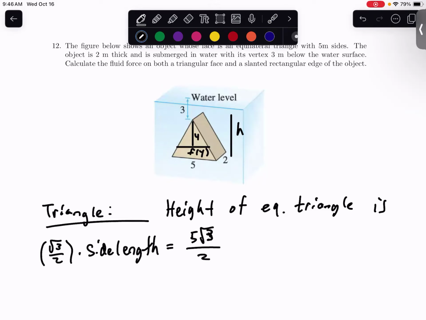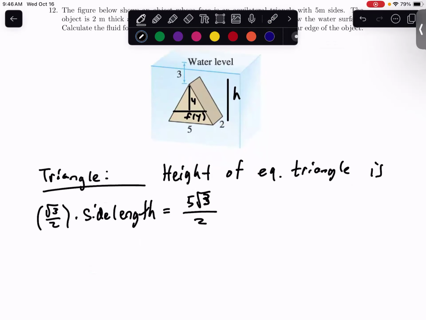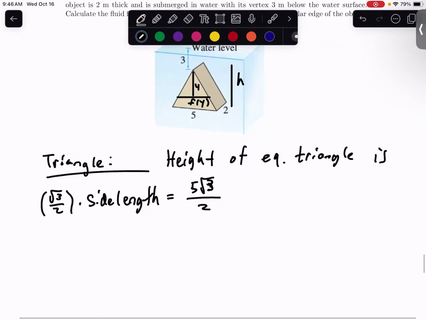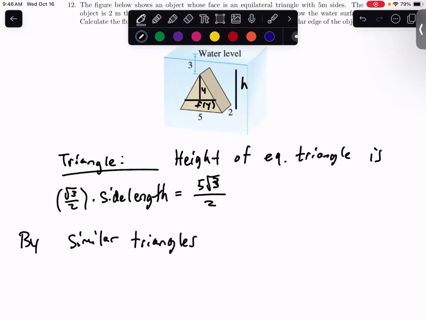I guess on the exam, because I haven't shown you how to derive this equation, if there is an equilateral triangle, I'll just tell you what the height ends up being. And so by similar triangles, we have the following. We have this larger equilateral triangle, and inside of it this smaller triangle with width given by f of y, and the height given by y. So we can use similar triangles.